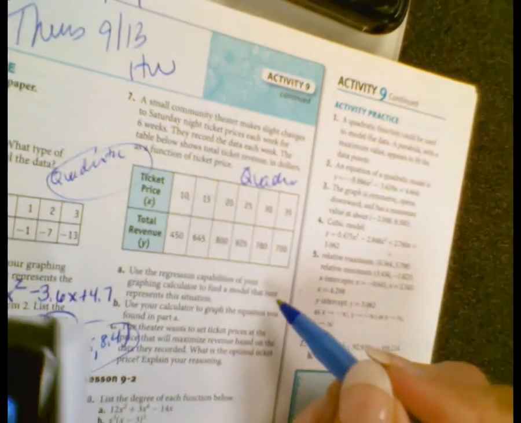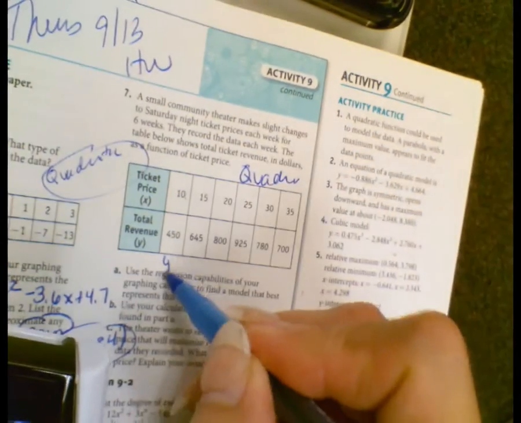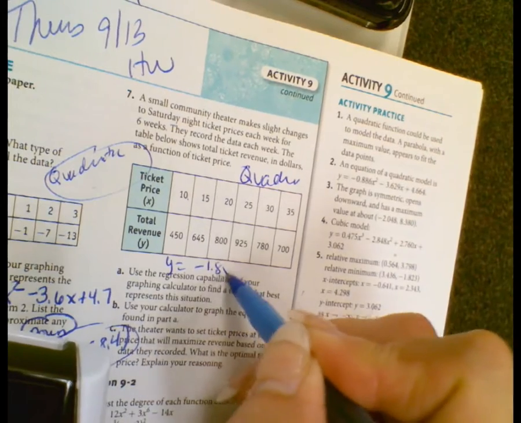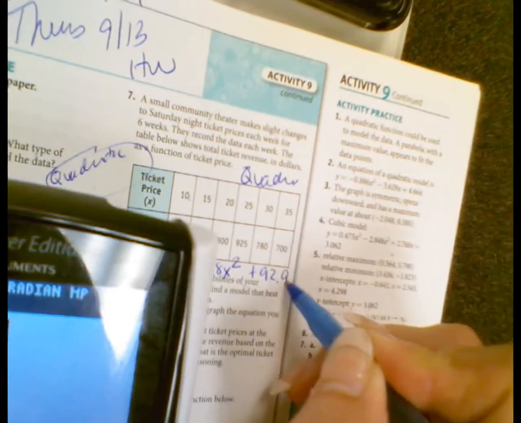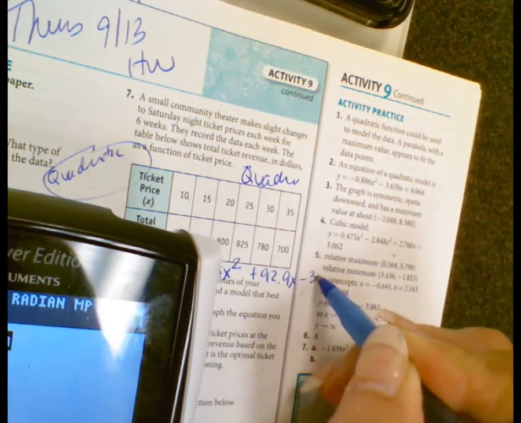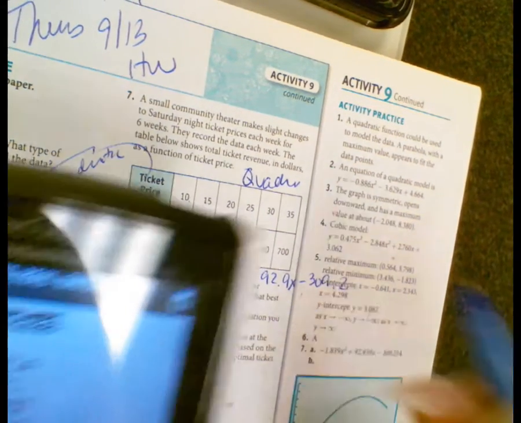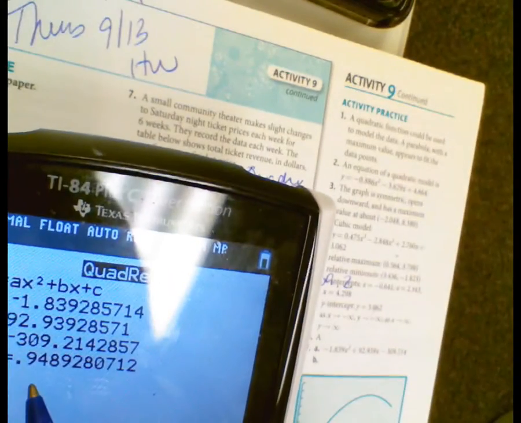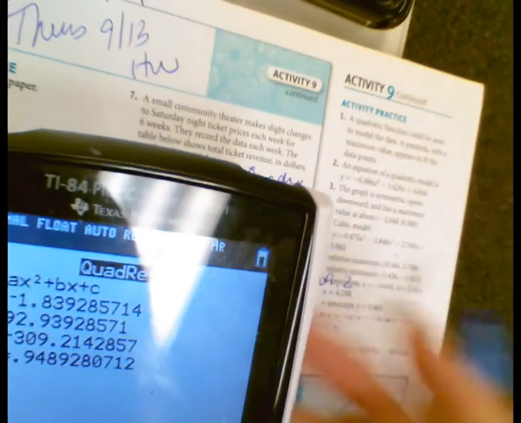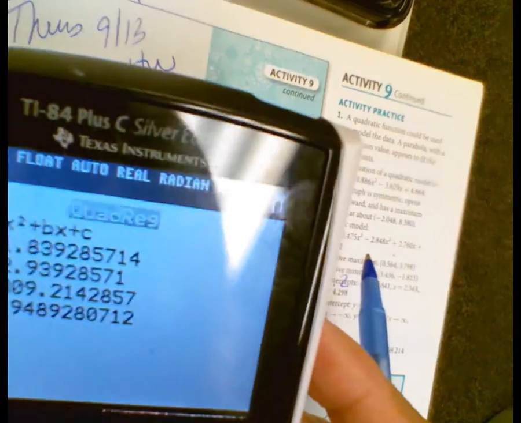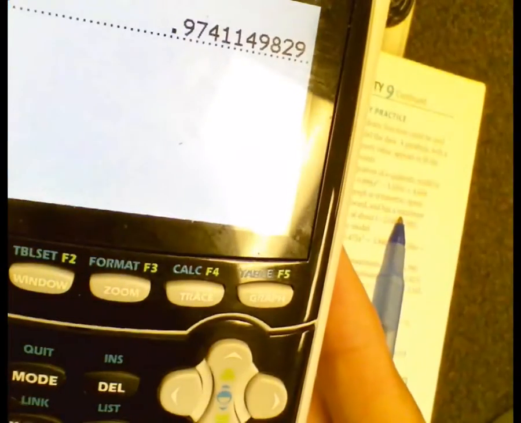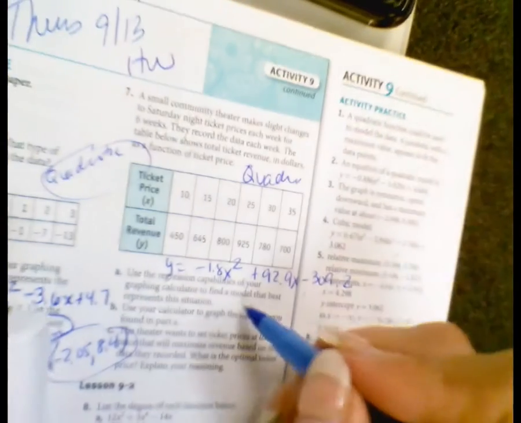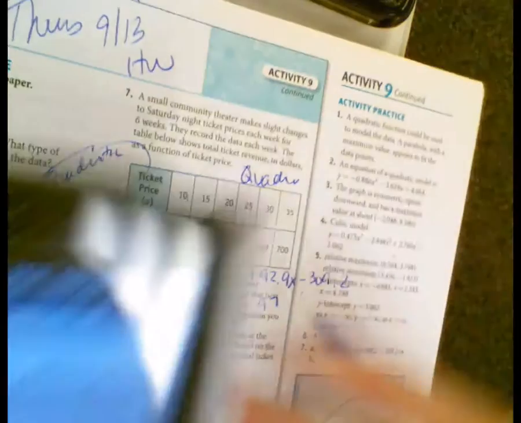So let's see. The model for this is y equals negative 1.8 x squared plus 92.9 x minus 309.2. Now, if you really wanted to find the r, you just take the square root of 0.9489. So you can do the square root of 0.9489, and r is 0.97. So if they ask for that, ever, that's what the r is.